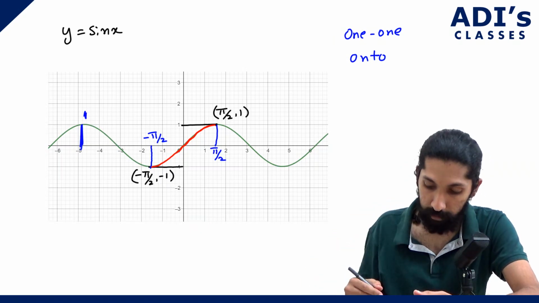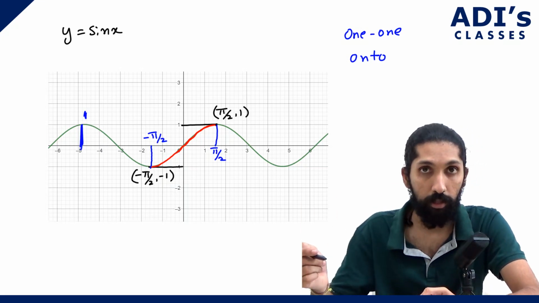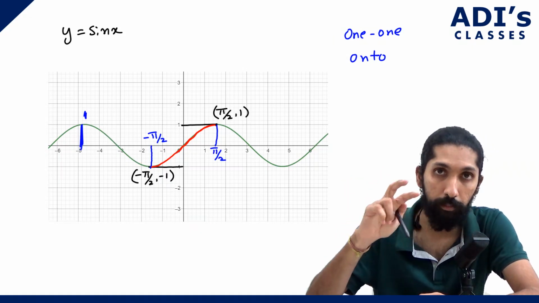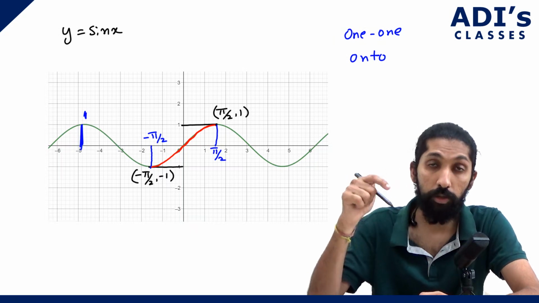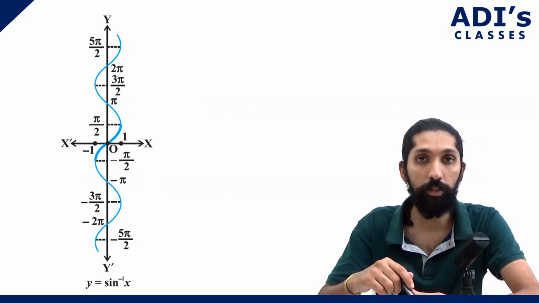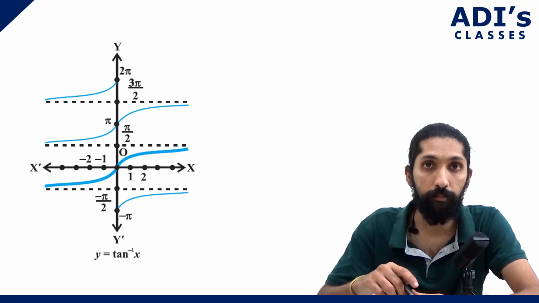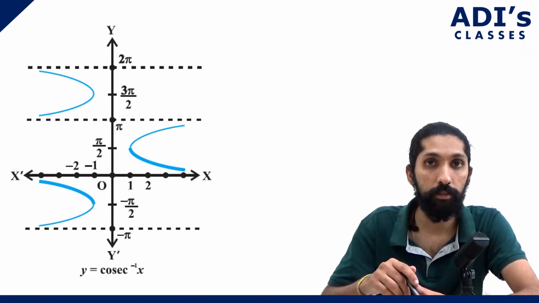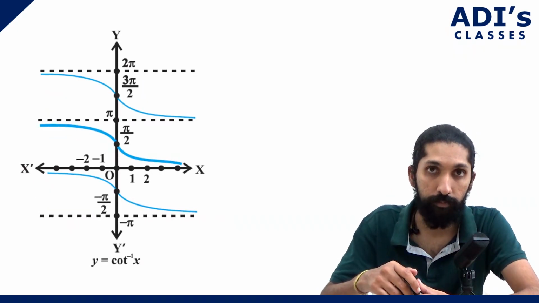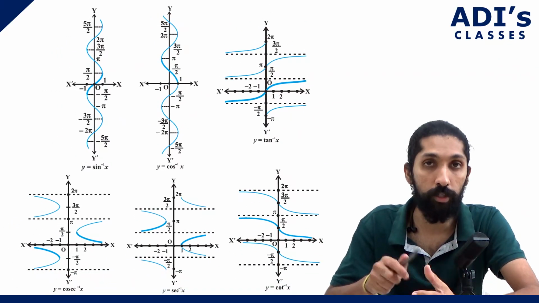Now, the graph of sine inverse of x is not going to look like a sine function, because the range and domain are different. So the graph is going to be a little bit different. What you're seeing here is the sine inverse function graph. In the same way, cos inverse, tan inverse, cosecant inverse, secant inverse, and cot inverse. All 6 inverse trigonometric function graphs are here, correct?